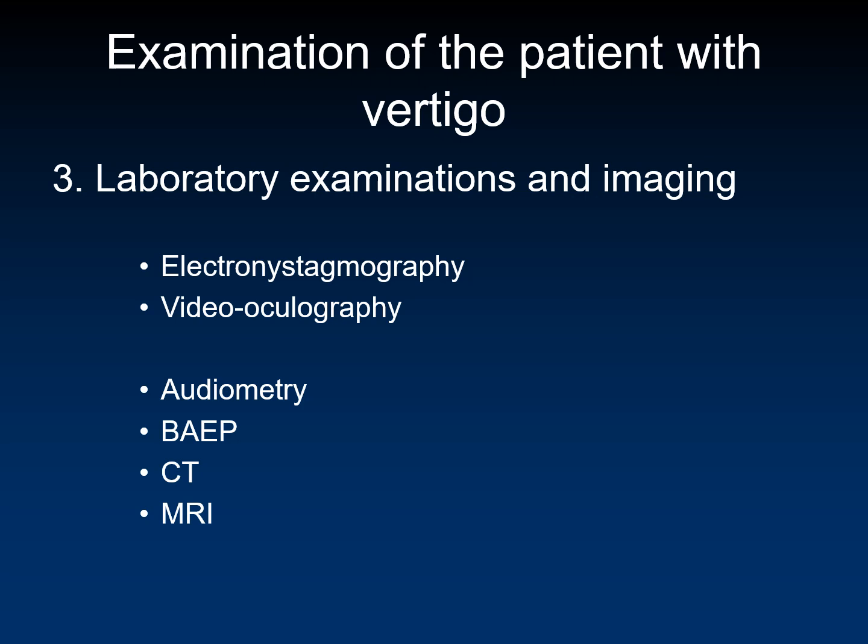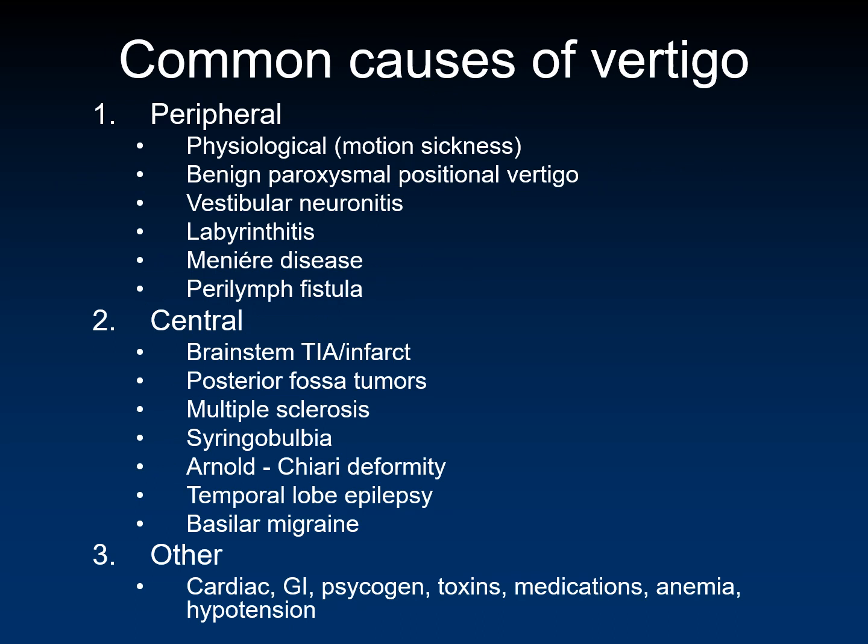Examination of patient with vertigo: laboratory examination and imaging, electronystagmography, video oculography, audiometry, BERA, CT, MRI. Common causes of vertigo. Peripheral: physiological motion sickness, benign paroxysmal positional vertigo, vestibular neuritis, labyrinthitis, Meniere disease, perilymph fistula. Central: brainstem infarct, posterior fossa tumors, multiple sclerosis, syringobulbia, Arnold-Chiari deformity, temporal lobe epilepsy, basilar migraine. Other: cardiac, psychogenic, toxin, medication, anemia, hypotension.